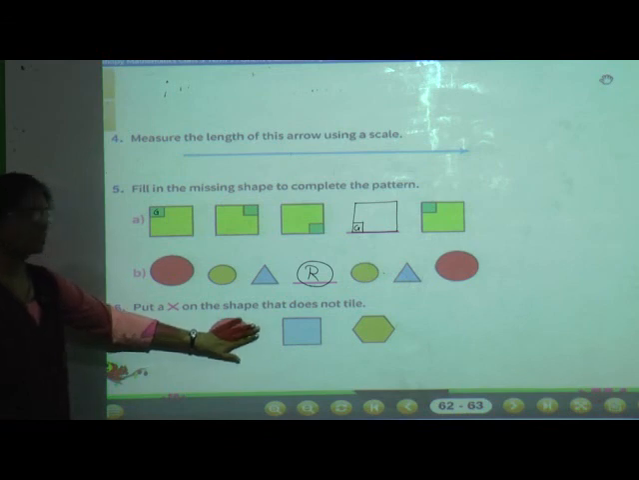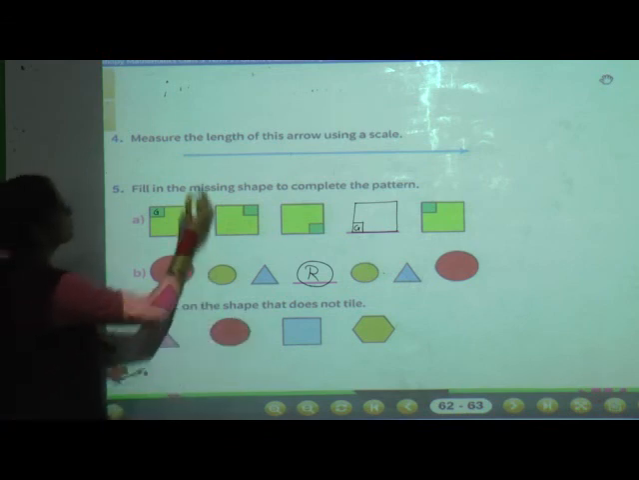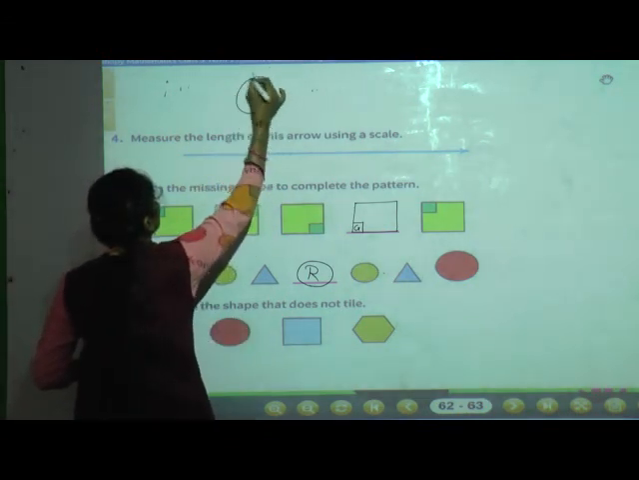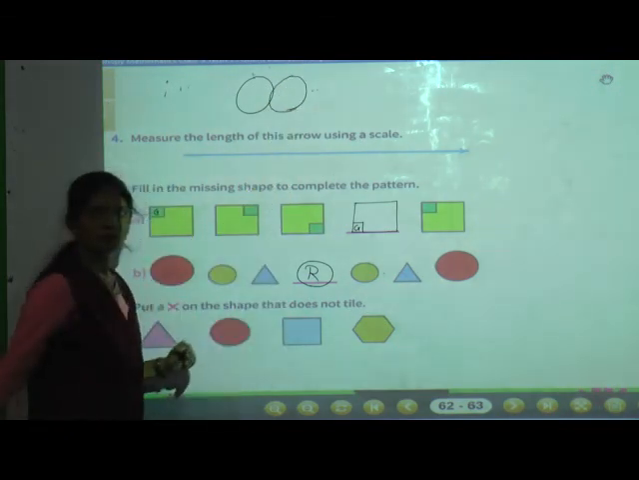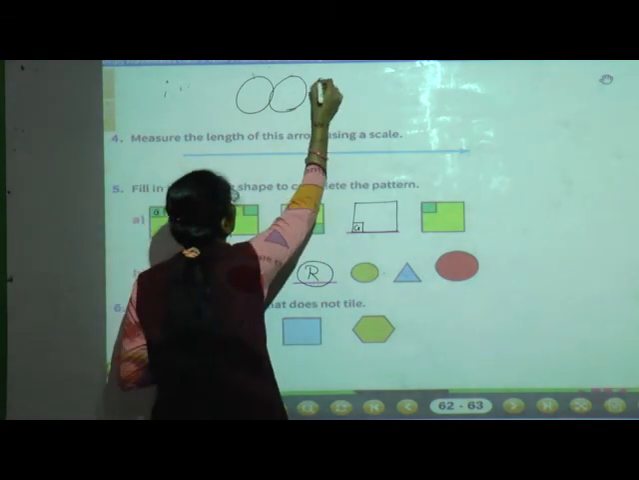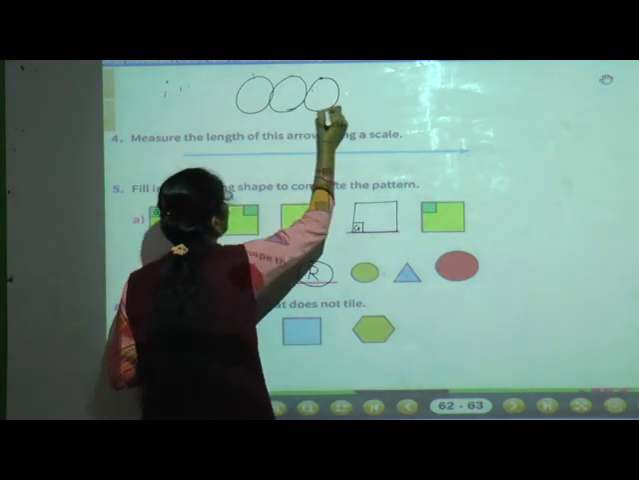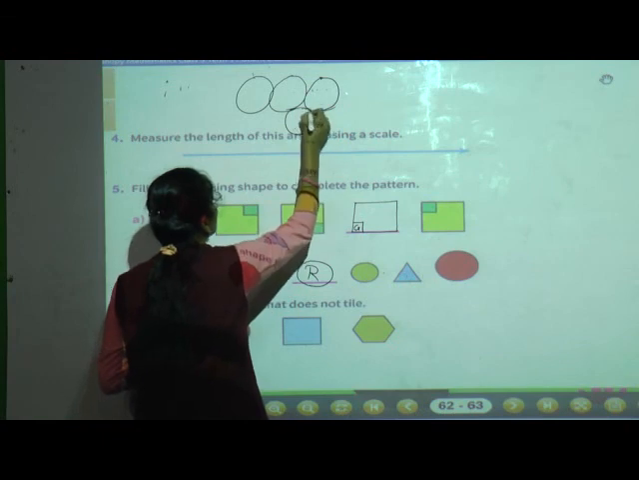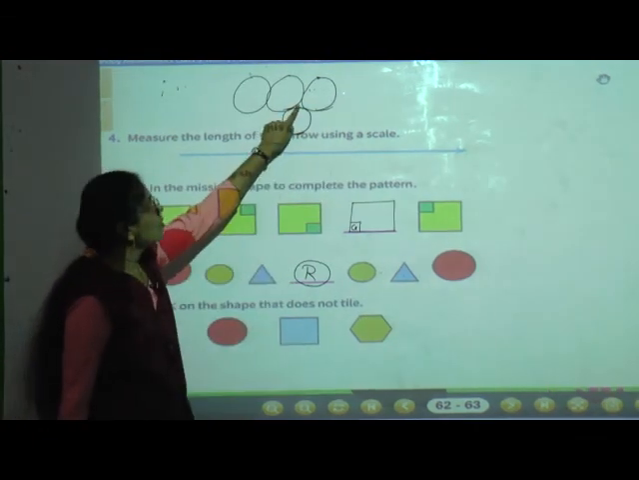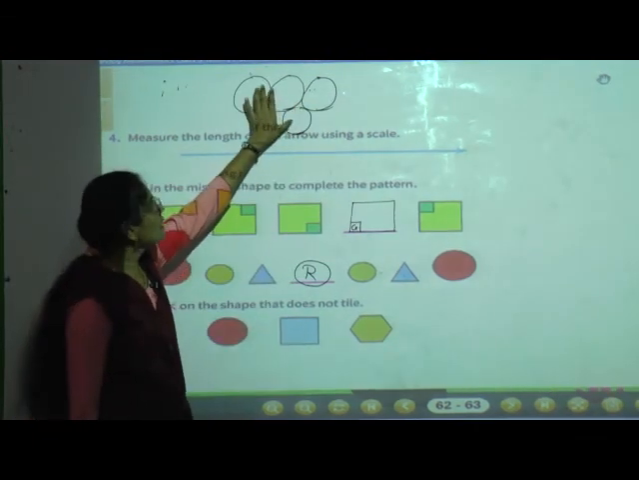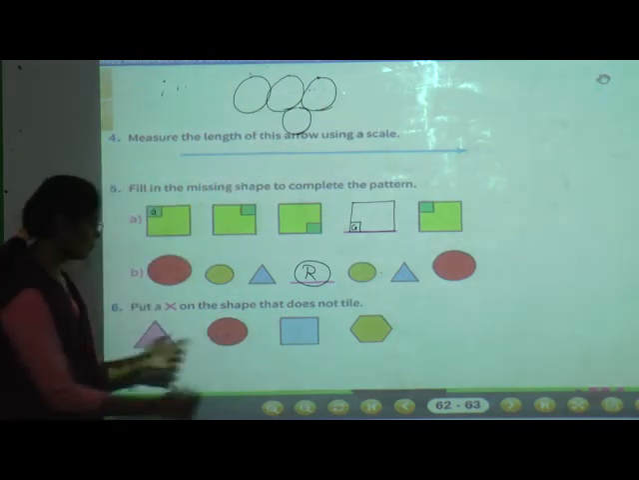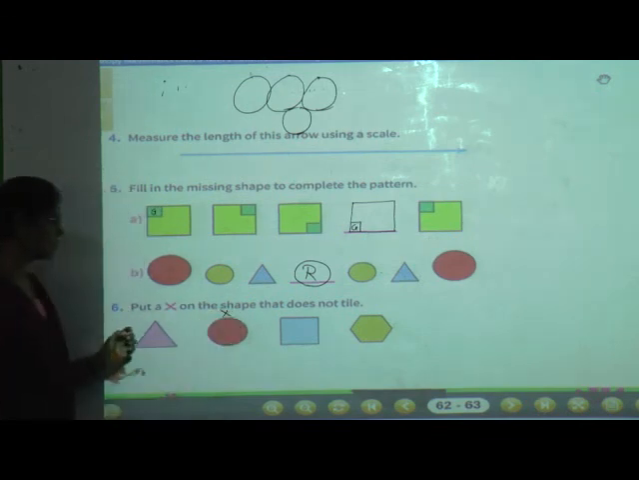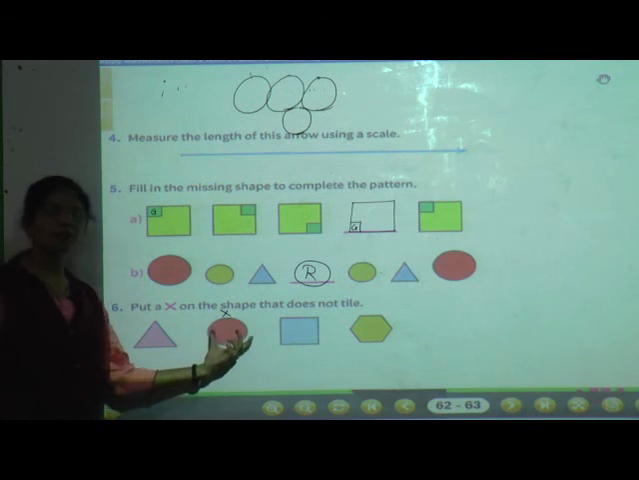Now see, this is a circle. If we put these circles together, fitted together, can we make a tiling? You see students, gaps will come. So with the help of circle we cannot make tiling. So what is our answer? Yes, with the help of circle we cannot make tiling.